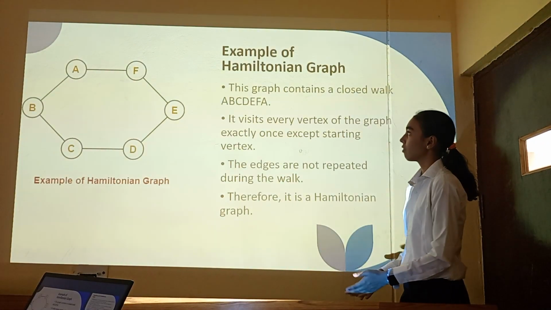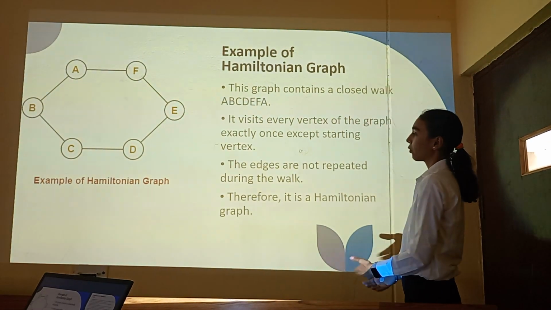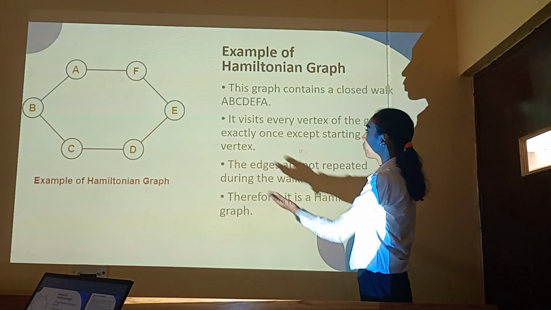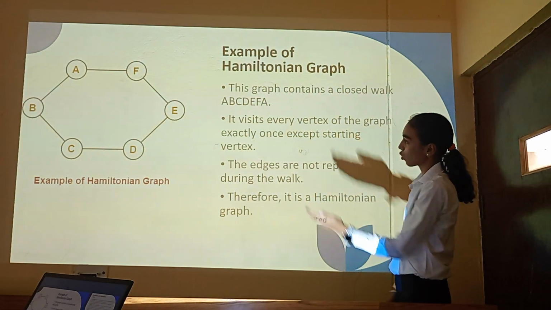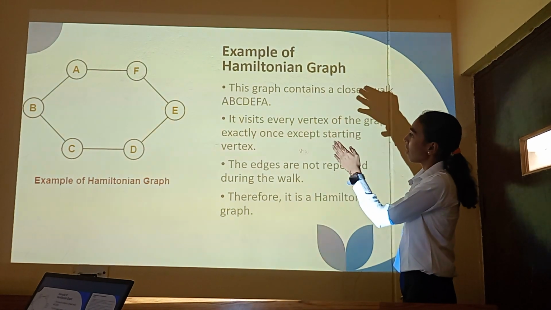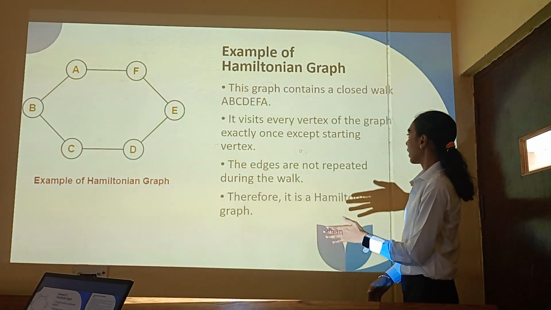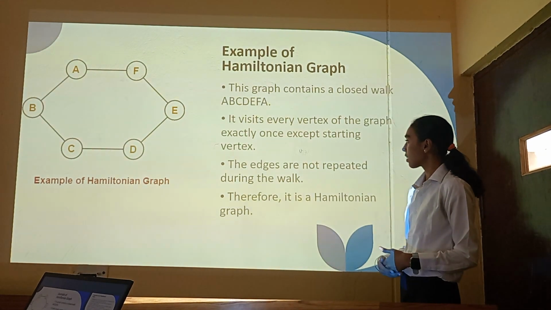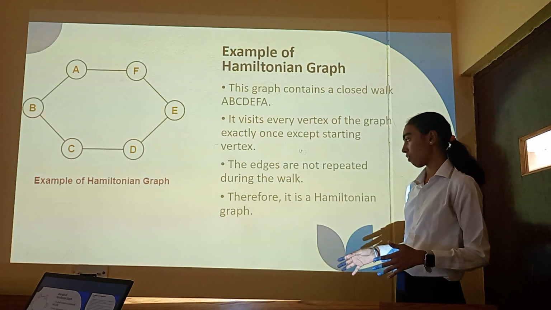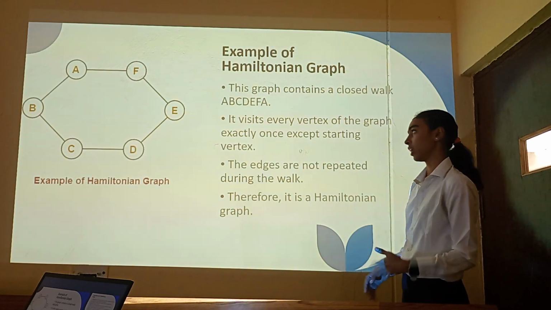Now here we have an example of Hamiltonian graph. Here is a figure of a Hamiltonian graph. This graph contains a closed walk which is A, B, C, D, E, F, A. It visits every vertex of the graph exactly once except the starting vertex. The edges are not repeated during the walk and therefore it is a Hamiltonian graph.